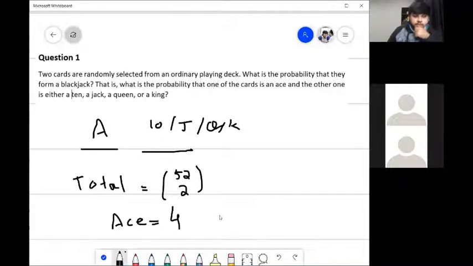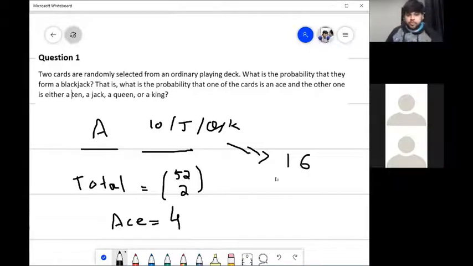Perfect. So similarly, how many times can you either get a 10, a jack, a queen, or a king? I know I'm missing a crucial step in the middle, but if you can directly give the answer, that would be great too. 16. Very good. 16 is because if you want a 10, you have four possibilities of a 10. Same with jack, same with queen and king. So 4 into 4, that will be 16.